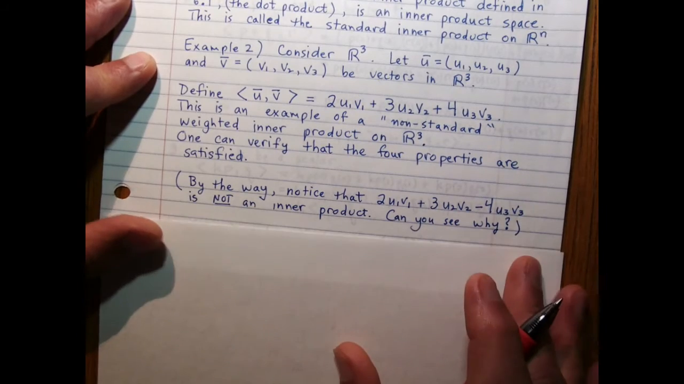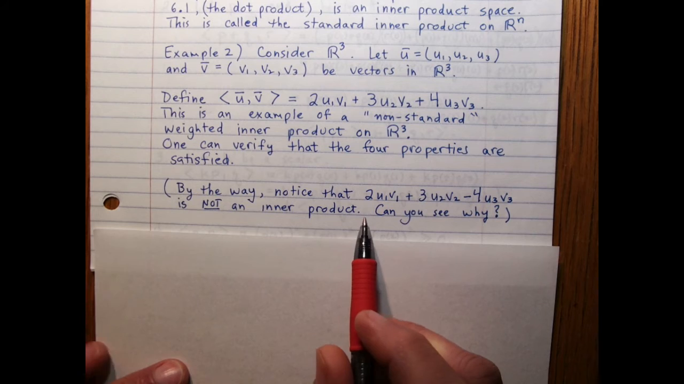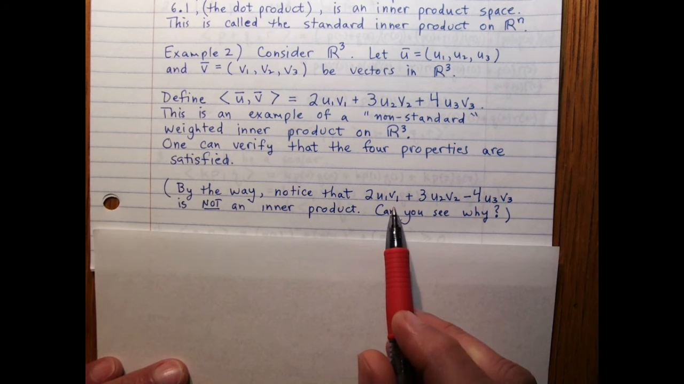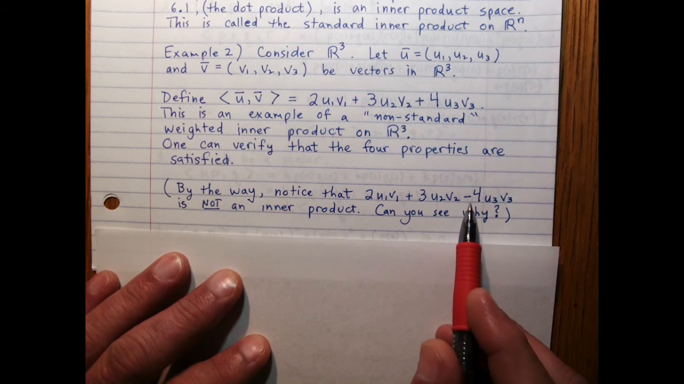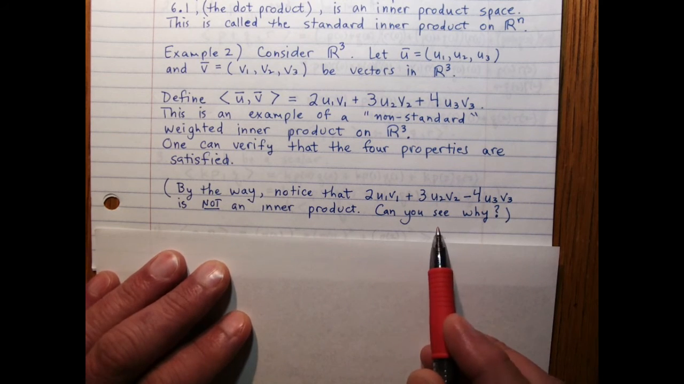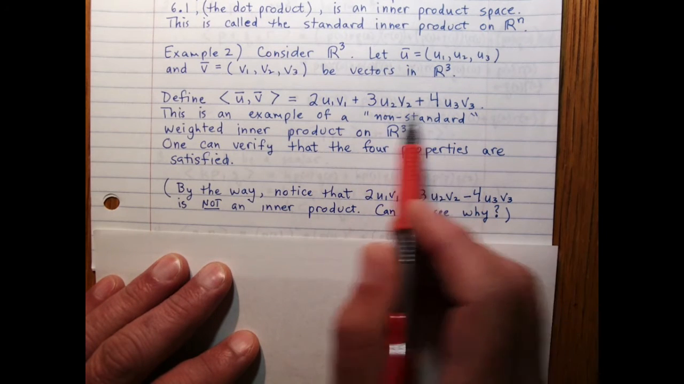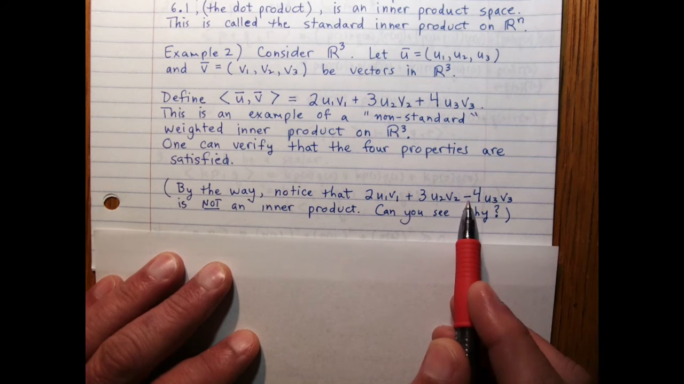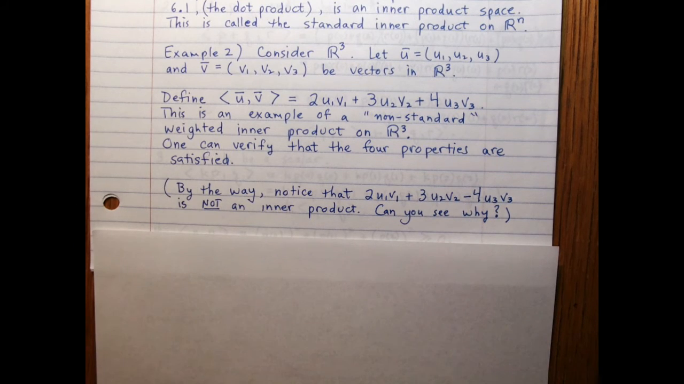Now there's one comment here that folks have asked about too, down at the bottom. In parentheses, I say, by the way, do you notice that 2u1v1 plus 3u2v2 minus 4u3v3 is not an inner product? And can you see why? So it looks very similar to what I had in example 2. In fact, the only thing I changed here is I put in a minus sign for the third term. And it's really that minus sign that kills things.